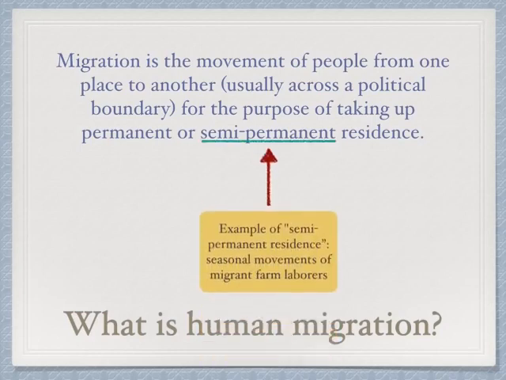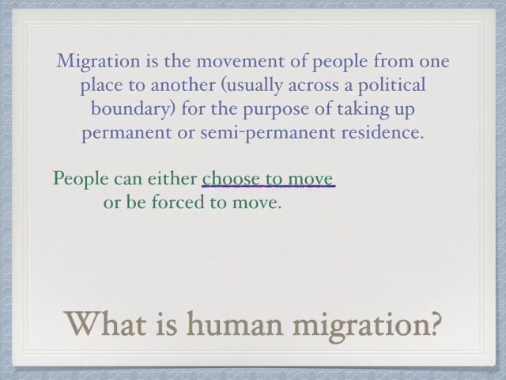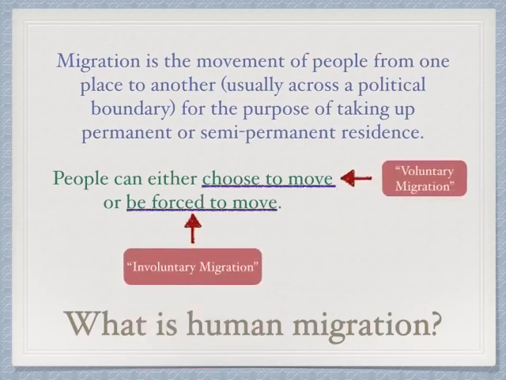Now, semi-permanent residence would be things like seasonal movements of migrant farm workers. People either choose to move or they're forced to move. So if they choose to, it's voluntary migration. If they're forced to, it's involuntary.